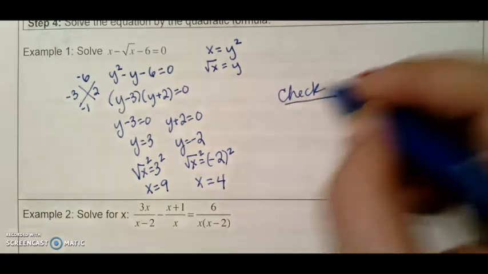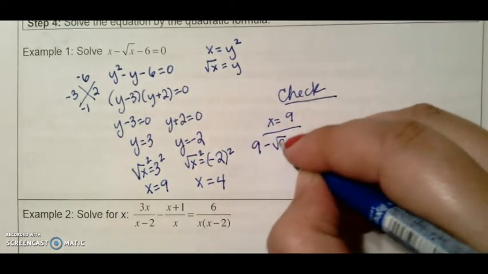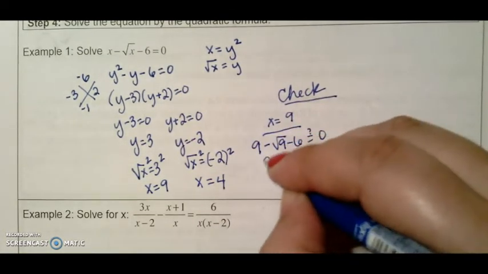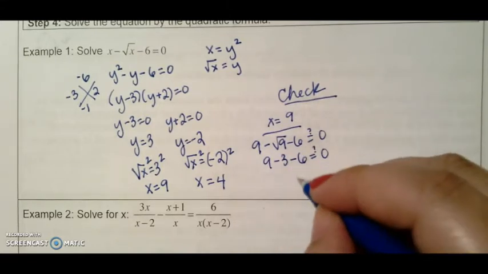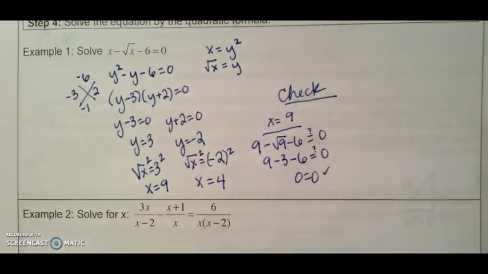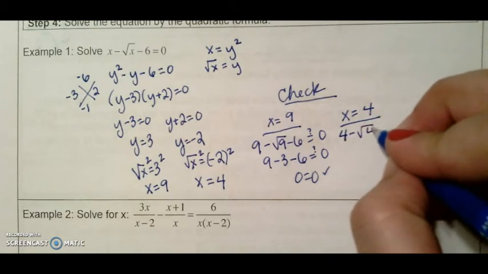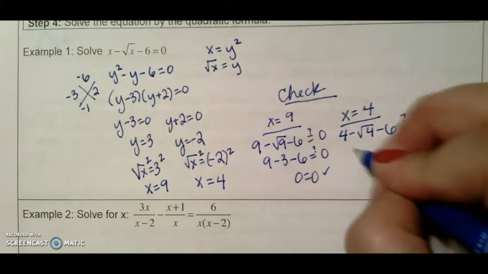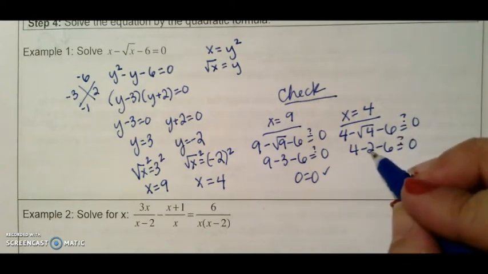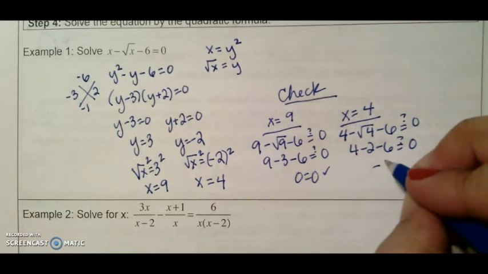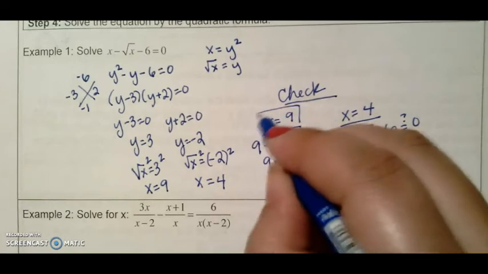And then we check. Let's check x being 9 first. 9 minus the square root of 9 minus 6, does it equal 0? 9 minus 3 minus 6, does it equal 0? Well, 9 minus 3 is 6, minus 6 is 0, so 0 equals 0. That one works. And then if x is 4, we have 4 minus the square root of 4 minus 6. Does it equal 0? 4 minus 2 minus 6, does it equal 0? Well, no, because 4 minus 2 is 2, minus 6 is -4, which does not equal 0. So that means only 9 works.